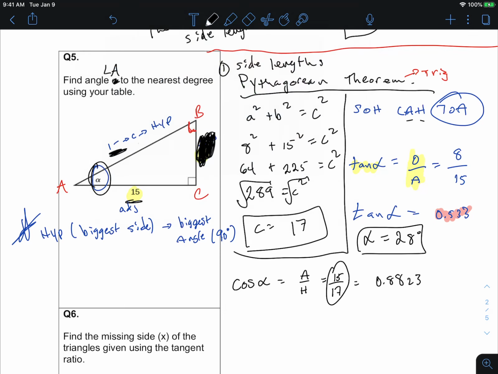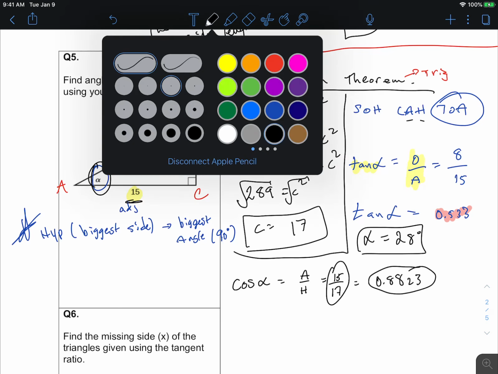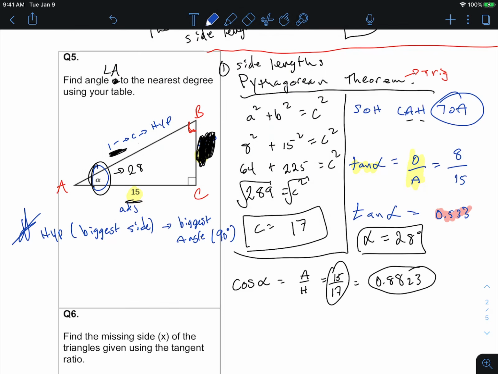So it doesn't matter which trig ratio you're using. It's still going to come out the same. This angle has to be 28 degrees because of the ratios. You've got 17, right? And you've got... does that make sense? Oh, yeah, that does.